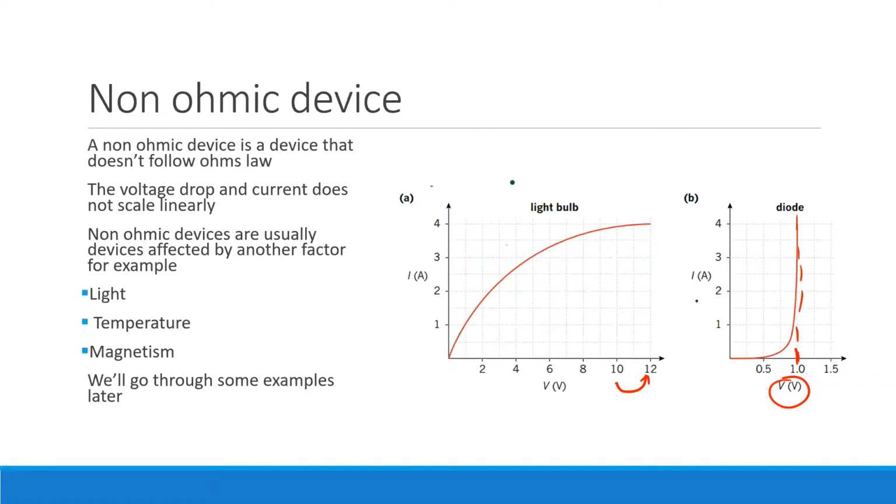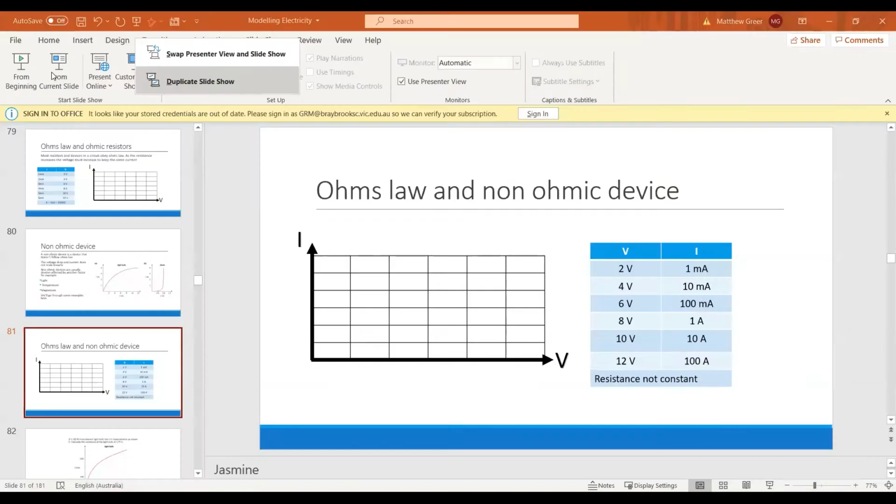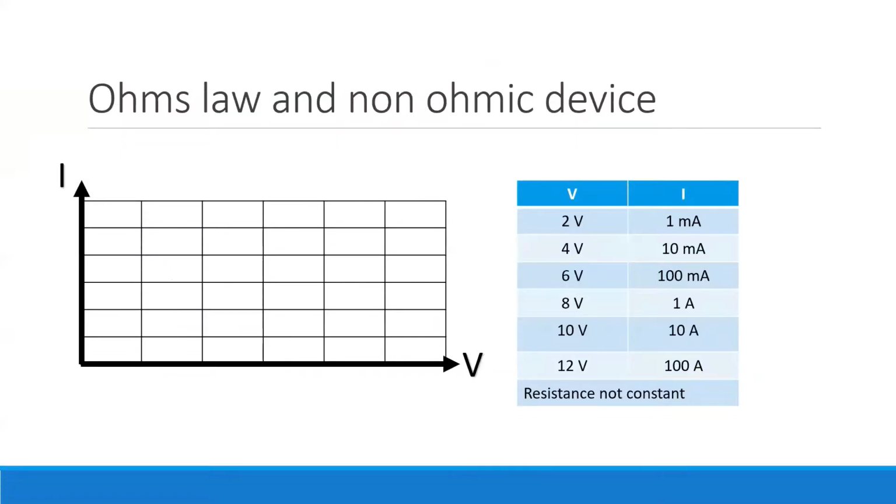There are other factors that can affect the resistance of a circuit, including how much light is on it and what temperature it is. Sometimes it can be affected by magnetism, but non-ohmic devices are a bit odd. We're going to go through these examples in a lot more detail later on. But the last idea, really quickly: non-ohmic devices just means that they're not linear. So an example of a non-ohmic device will not follow a linear graph.